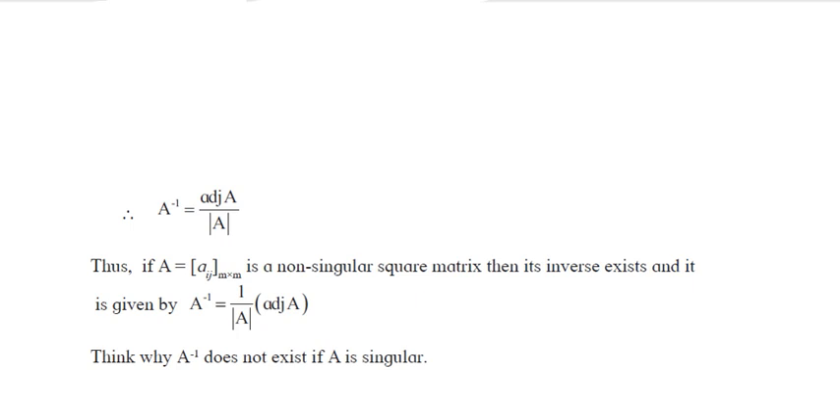And one point must be clear: if the determinant of A is 0, that is, a singular matrix, then A inverse does not exist. Because the determinant value of A would be zero in the denominator, and the denominator value should not be 0. On that basis, A must be a non-singular matrix, that is, the determinant of matrix A must be non-zero. Then only we are able to find the inverse of the given matrix A.